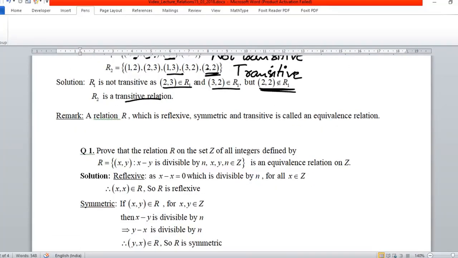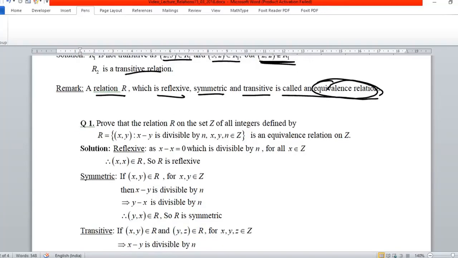Now let us see an important remark. A relation R which is reflexive, symmetric and transitive is called an equivalence relation. So this is the important type: if our relation is reflexive, symmetric and transitive, we say that our relation is an equivalence relation.